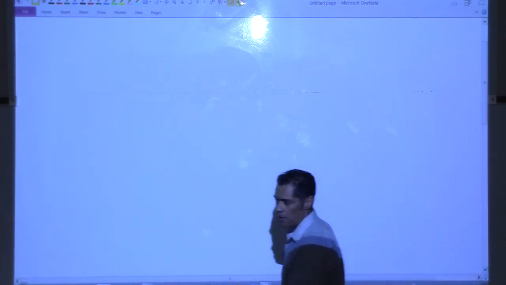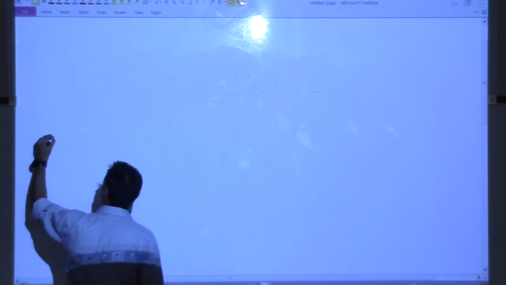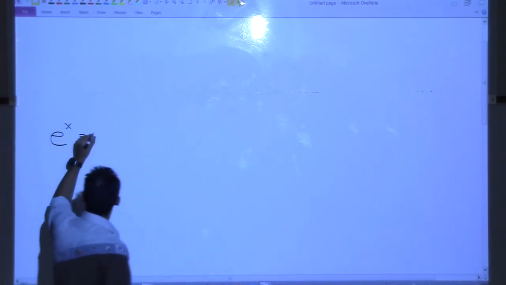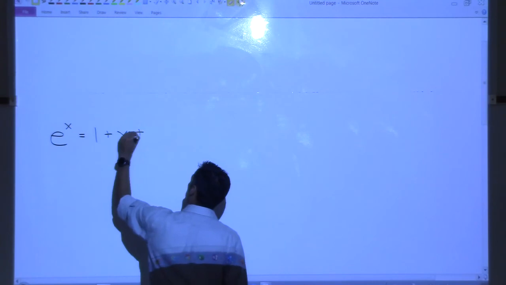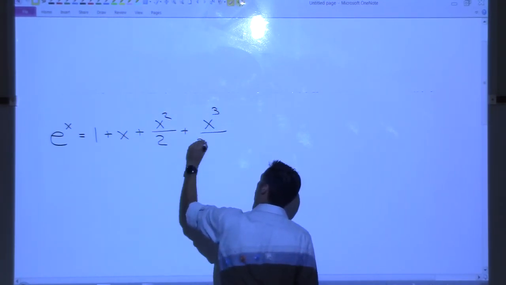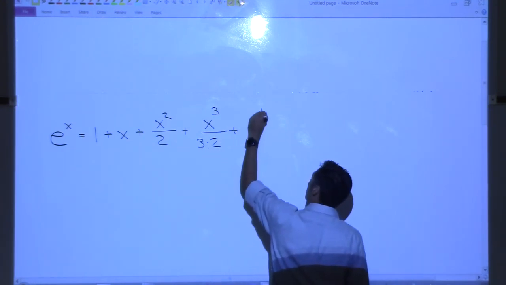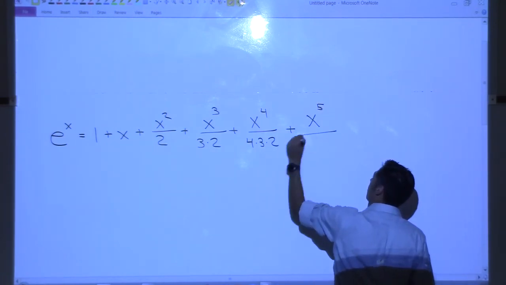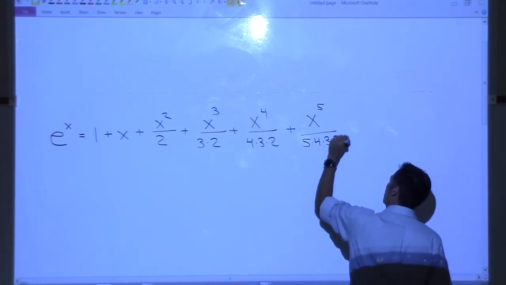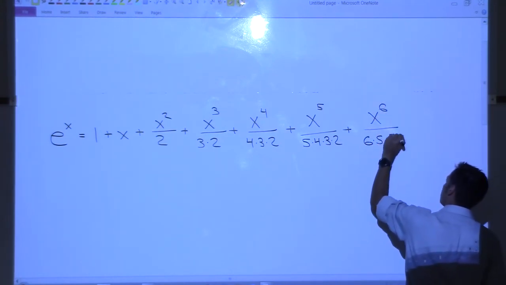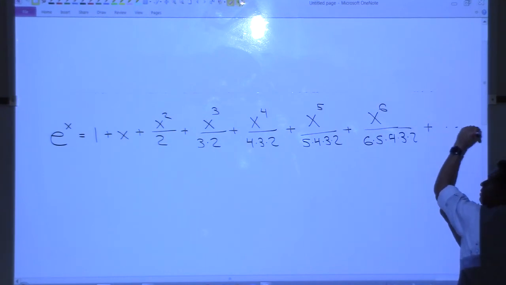You will learn in Calculus 2, if you take Calculus 2, that e to the x can also be written a different way. It can be rewritten this way: 1 plus x plus x squared over 2 plus x cubed over 3 times 2 plus x to the 4th over 4 times 3 times 2 plus x to the 5th over 5 times 4 times 3 times 2 plus x to the 6th over, I'm going to stop here, 6 times 5 times 4 times 3 times 2, and this actually goes on forever and ever.